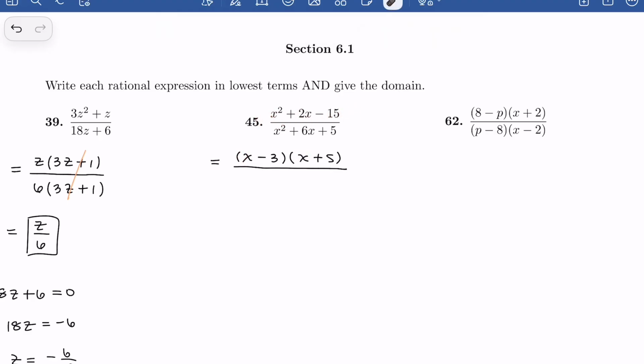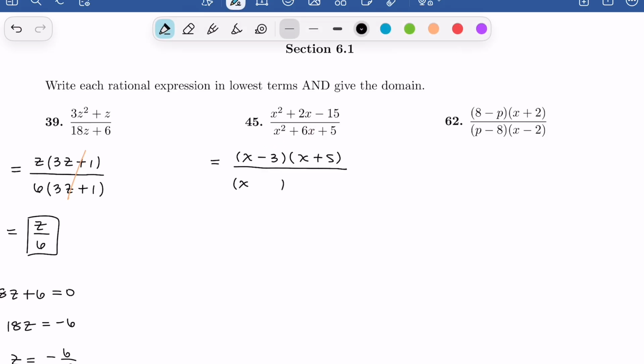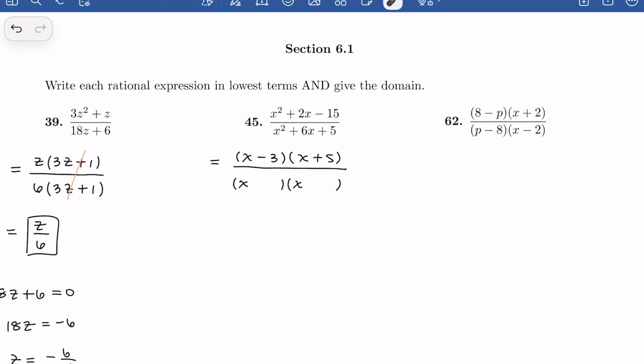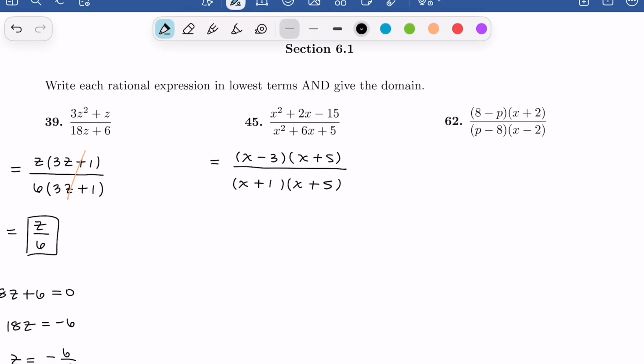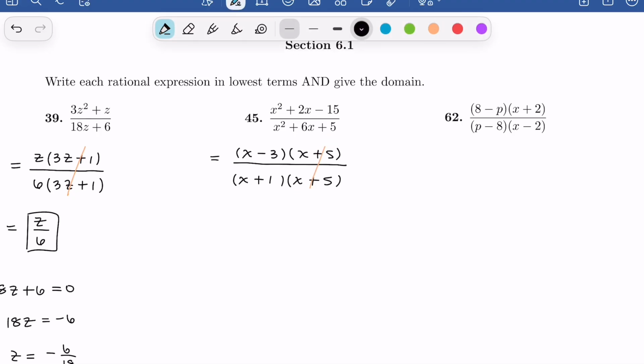Doing the same thing in the numerator here, we know that our first two values in our binomials are going to be x. Then we know that these need to multiply to give us 5 and add to give us 6. Well, this one's fairly simple since we have a +5 and a +6. Now notice we have an x plus 5 in the numerator and in the denominator, so these cancel. And in lowest terms here, this is going to be x minus 3 over x plus 1.